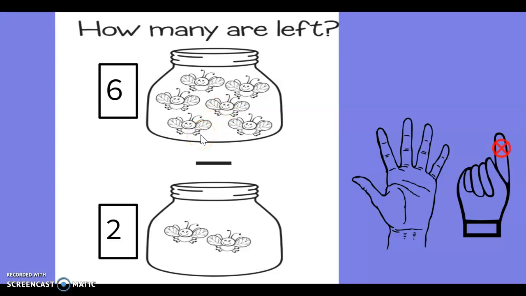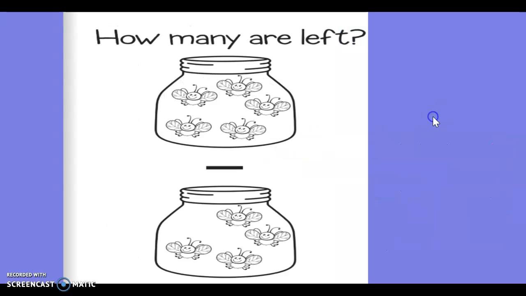Ready? 1, 2. Okay. So when we take away 1, 2, let's count how many we have left. 1, 2, 3, 4. So 6 minus 2 equals how many? 4. Good job. Awesome. Let's go to the next one.